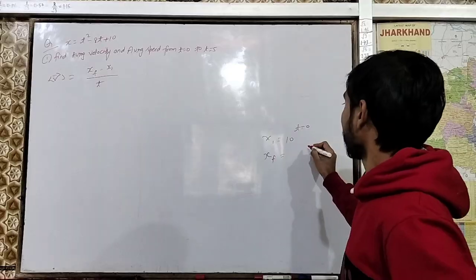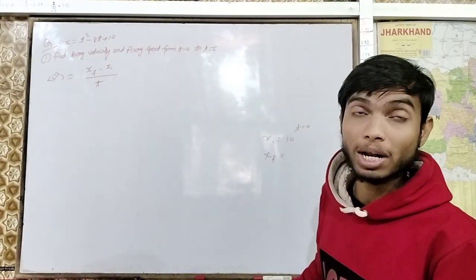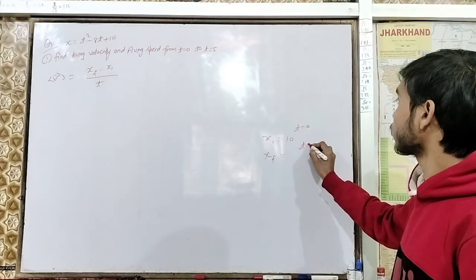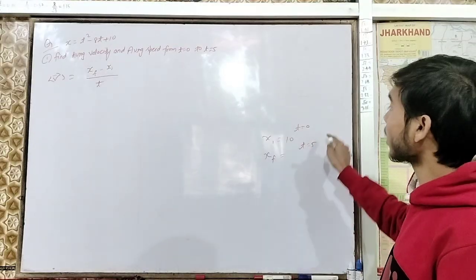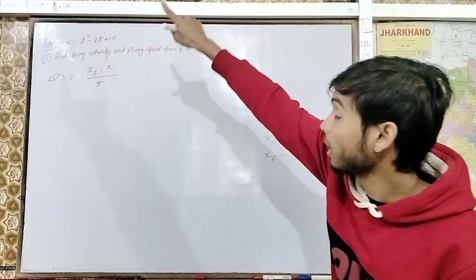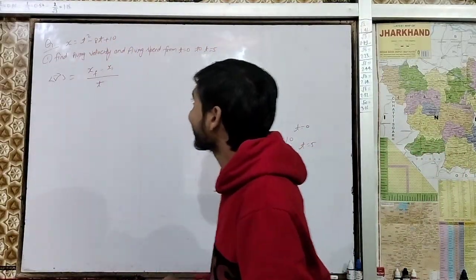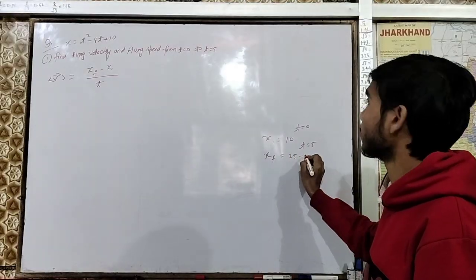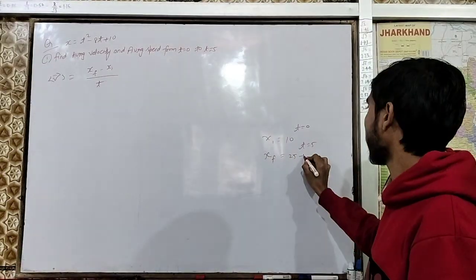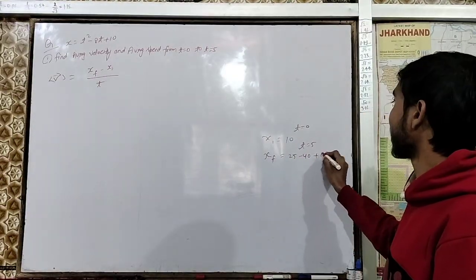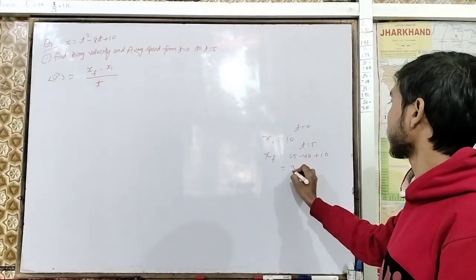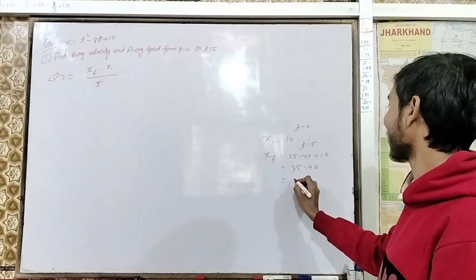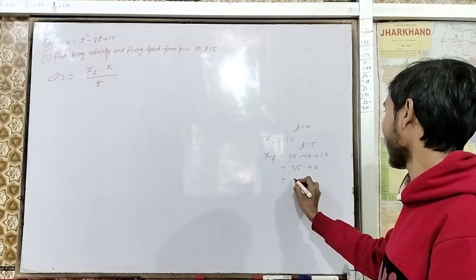To calculate the final location, we will have to analyze what the time is. So at the final location, time is 5 seconds. Just substitute the value of t as 5 in the value of x. So 5 5s are 25, minus 8 5s are 40, plus 10 will be as it is. So this will become 35 minus 40. So the final location came out as minus 5.